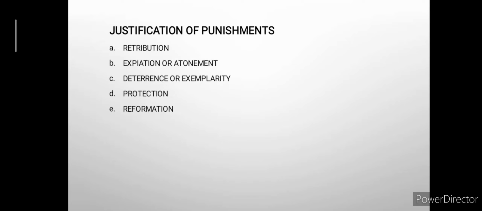Next is the deterrence or exemplarity. The punishment is giving a lesson to the offender by showing others what would happen to them if they violate the law. Then there is the protection. It is by placing offenders in prison so that the society is protected from further criminal depredations of criminals.